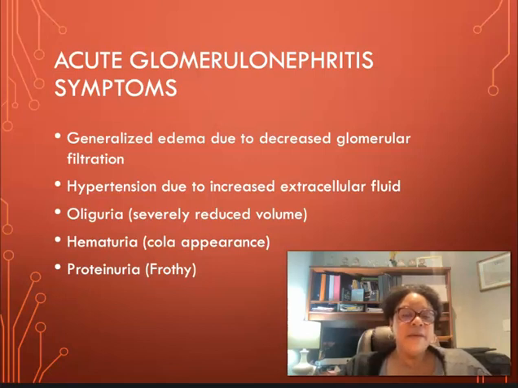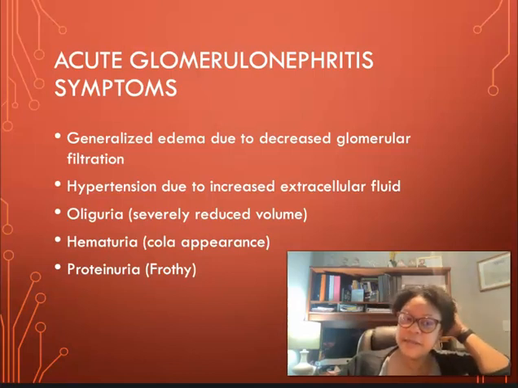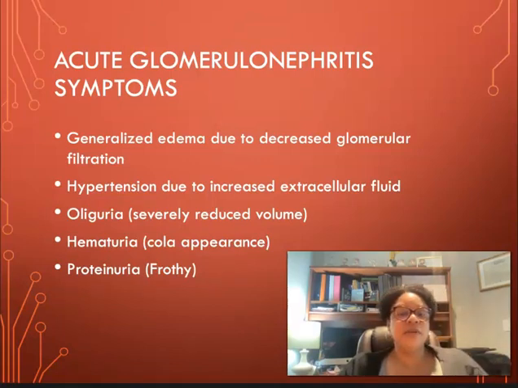So they're going to have generalized edema as well due to the decreased glomerular filtration. They're going to be very hypertensive due to increased extracellular fluids. They might actually have very minimum urine output, so we have to monitor that. The urine is going to look like Coca-Cola because of the blood that is in the urine, and because of all of the protein, it's also going to be frothy.